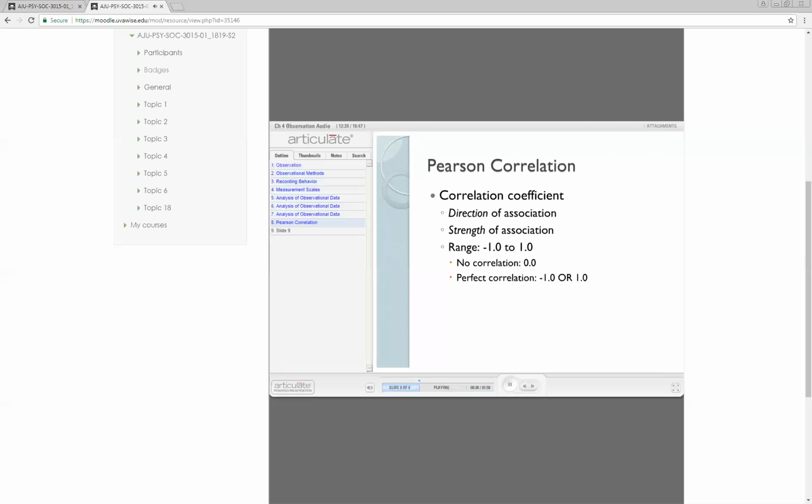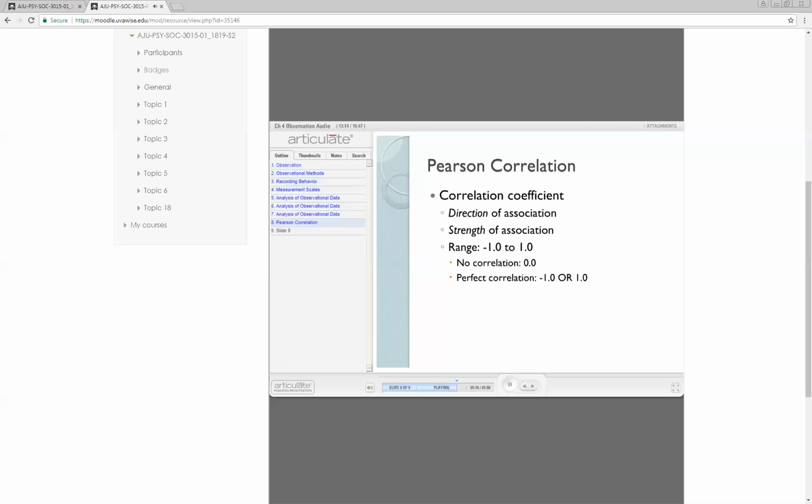The direction of the association. When we're talking about direction of the association, we're saying when one variable increases, does the other also increase? And it also tells us about the strength of the relationship. Correlations range from -1 to +1. A score of 0 indicates there's no correlation. If it's a negative score, then it indicates a negative relationship. A positive score indicates a positive relationship. Now, a perfect correlation is a positive 1 or negative 1.